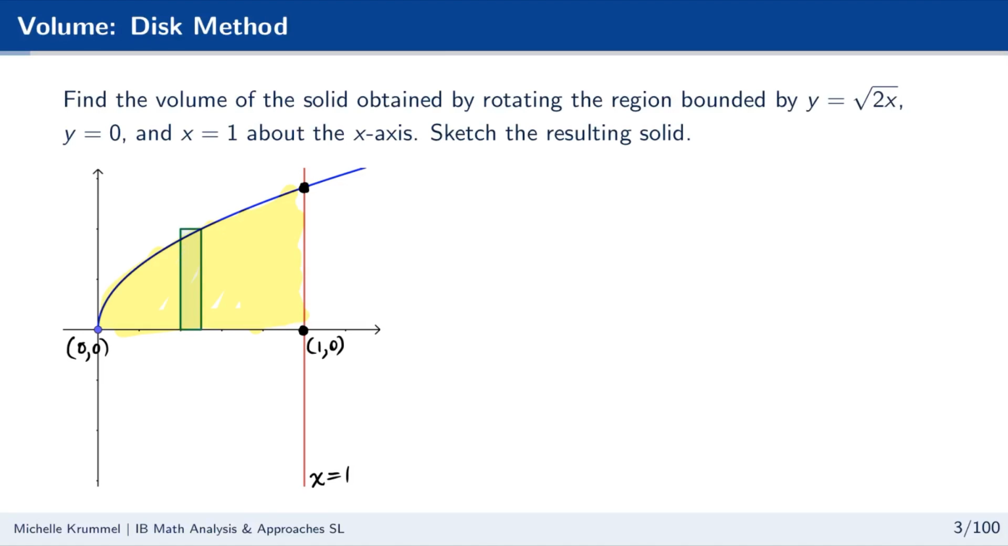So that's the point of intersection between x equals 1 and y equals the square root of 2x. So we have y equals the square root of 2x, and we want to know what this is equal to when x is 1. So if y equals the square root of 2 times 1, then y is just the square root of 2. So the coordinates here would be 1, square root 2.